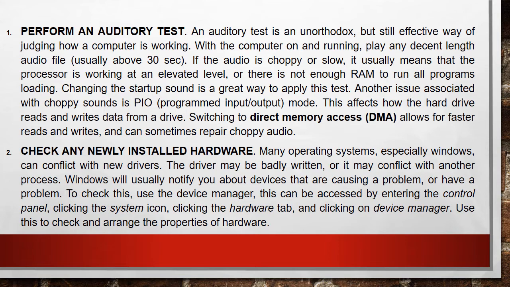The next is to check any newly installed hardware. Many operating systems, especially Windows, can conflict with new drivers. The driver may be badly written or it may conflict with another process. Windows will usually notify you about devices that are causing a problem. To check this, use the device manager. This can be accessed by entering the control panel, clicking the system icon, clicking the hardware tab, and clicking on device manager. Use this to check and arrange the properties of hardware.